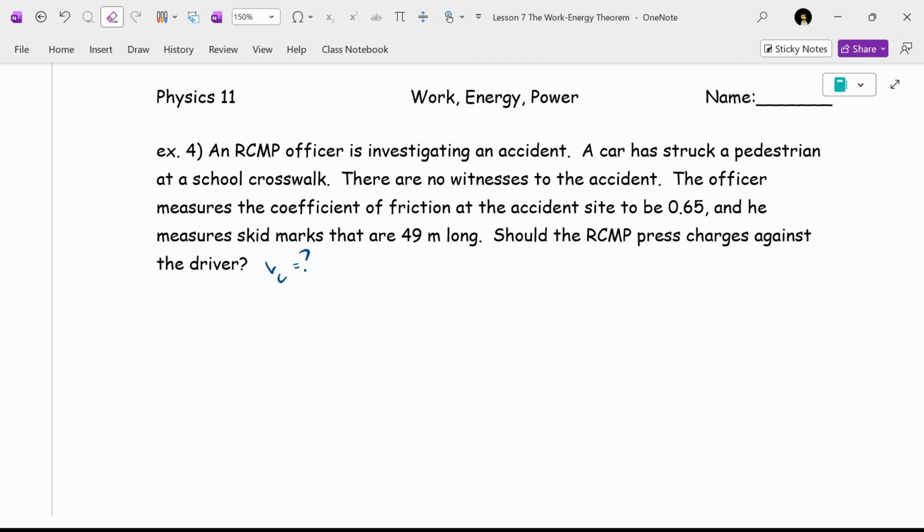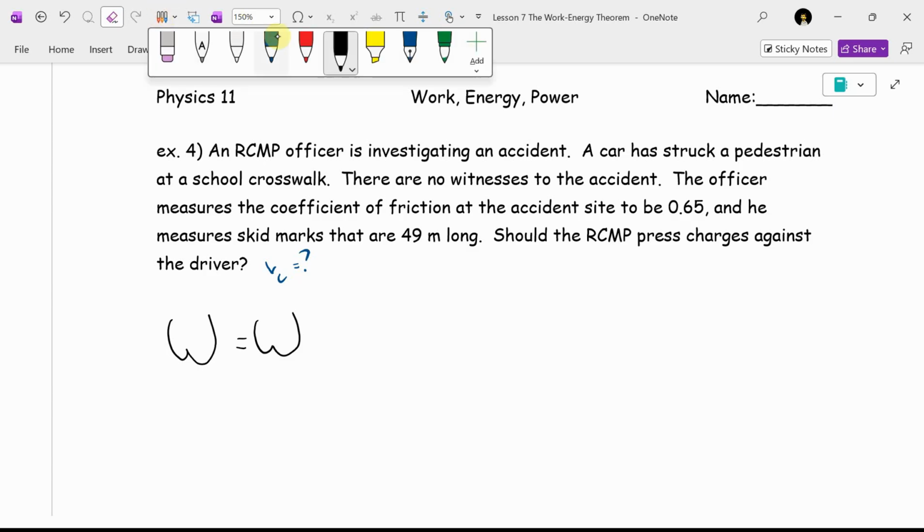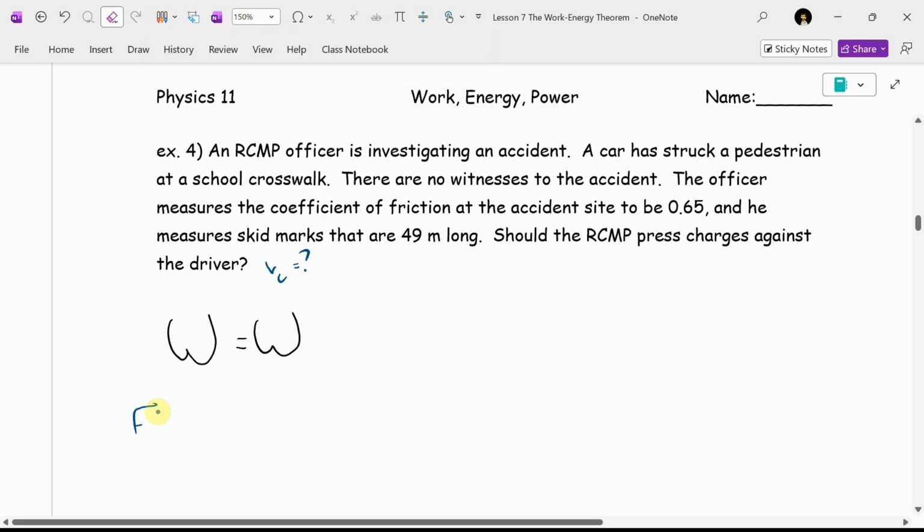Now, the next bit is not immediately intuitive. I'm going to write the most obvious statement ever. Work equals work. That has to be correct. Write that down. On the left-hand side, I'm going to do Michaela's version of work. Michaela, what was the equation for work that you read us? Because I have the skid mark distance. That was my hint to do that.